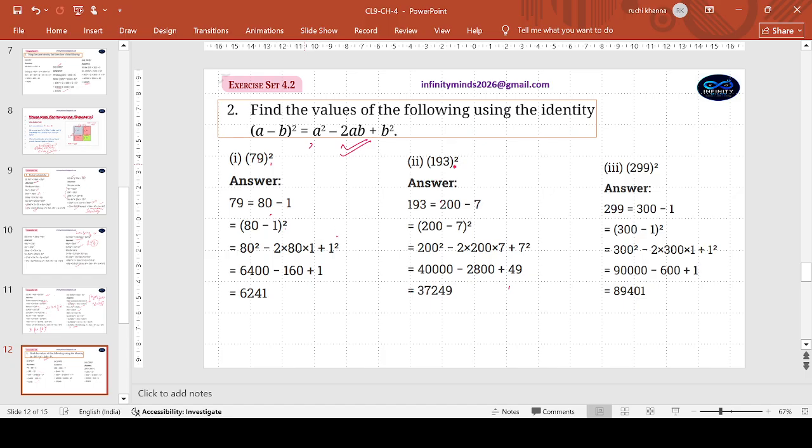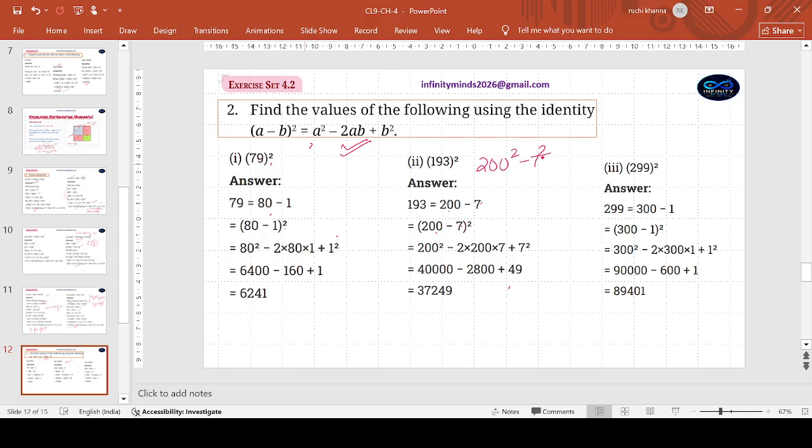193. Nearest whole number, nearest round off if you do, would be 200. Okay, accordingly one has to see. The nearest power of 10 you could say, if you would have rounded off 79, you would have got 80. So its distance from that number is what we check. So 193 closest round off would be a 200, and then let us express it as 200 minus 7. Okay, don't do all those errors.